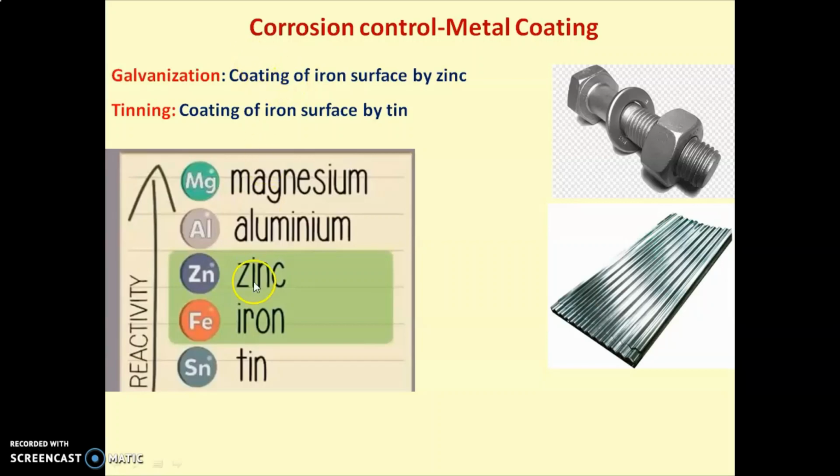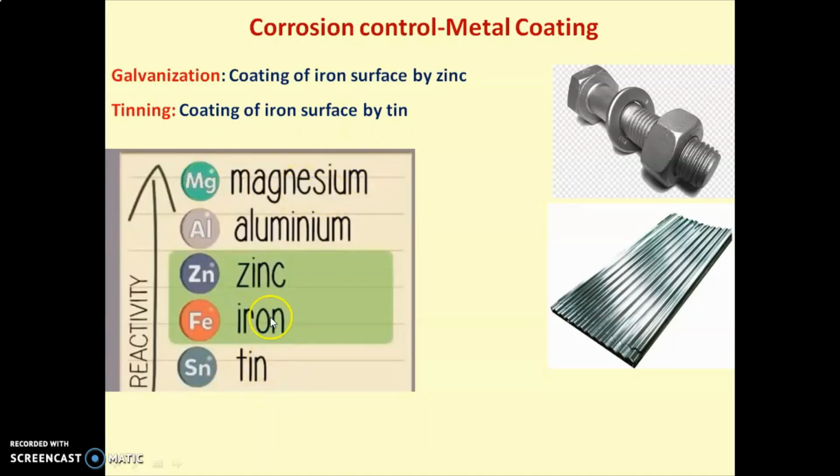Now what is the coating metal? Let us have a look at this reactivity series of the metals. A part of the series is shown here. So here reactivity increases in this way. That means magnesium is the highest reactive among these metals and tin is the least reactive. That means tin does not react so fast. Magnesium reacts very fast, highly reactive.